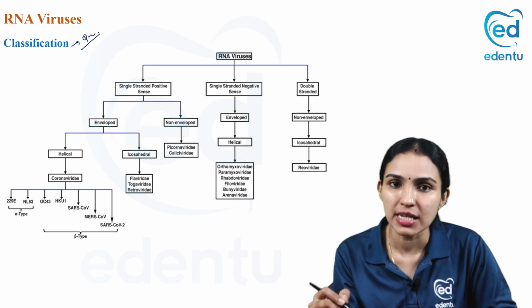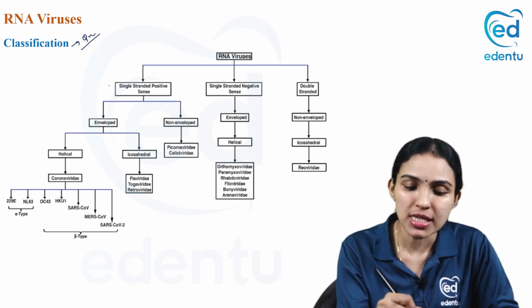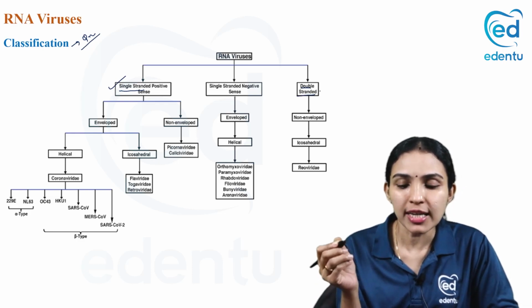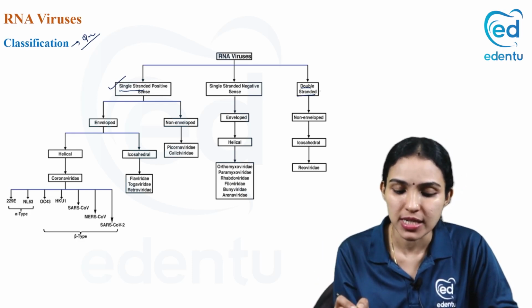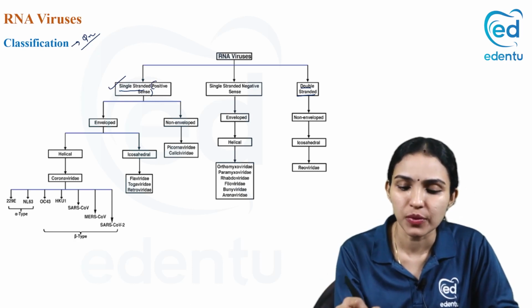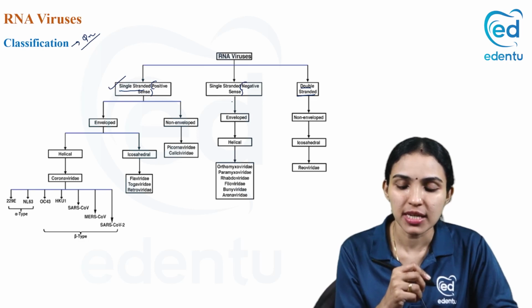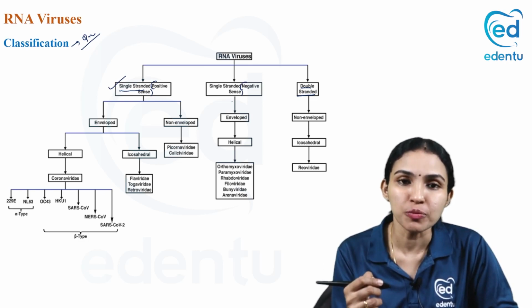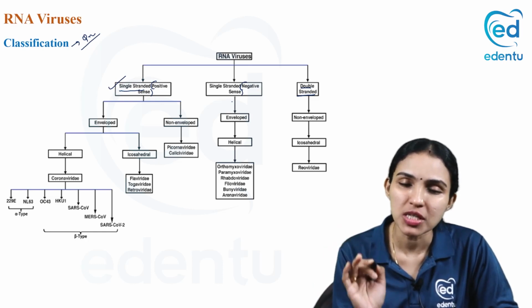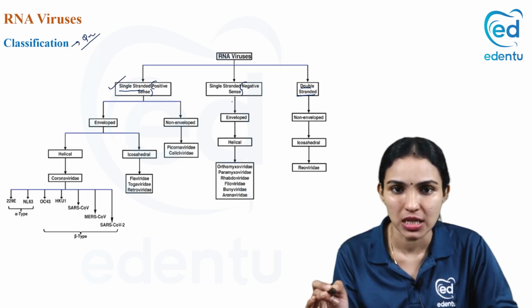You can simply classify RNA viruses into single-stranded RNA viruses and double-stranded RNA viruses. Among the single-stranded RNA viruses, you again have a classification as positive sense RNA virus and negative sense RNA virus. Even if you find it difficult to memorize that, you can just omit the sense, positive and negative. You can just remember single-stranded and double-stranded RNA.